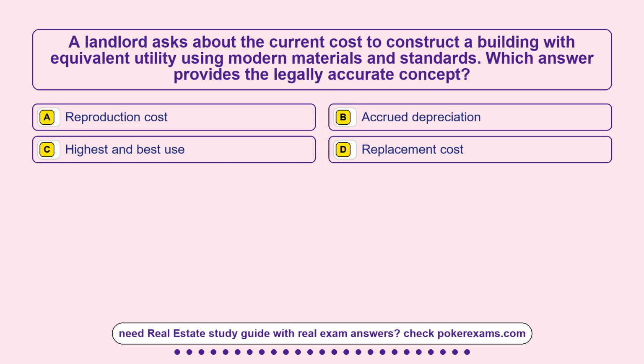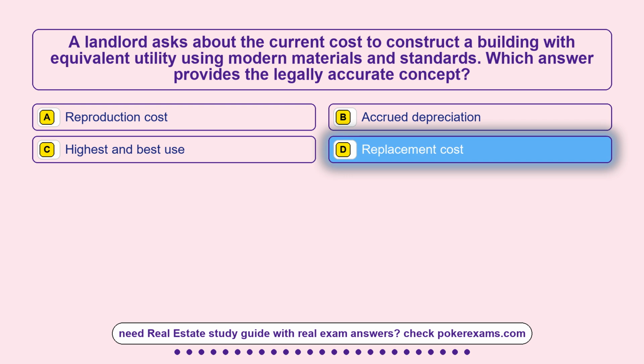Question 21. A landlord asks about the current cost to construct a building with equivalent utility using modern materials and standards. Which answer provides the legally accurate concept? Option A, reproduction cost. Option B, the accrued depreciation. Option C, highest and best use. Option D, replacement cost. The correct answer is option D, replacement cost.